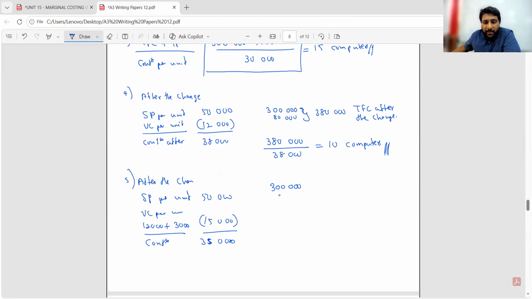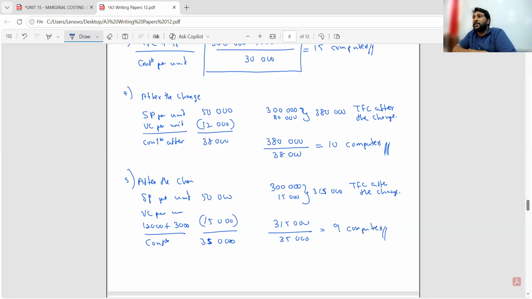Then how much is the total fixed cost after the change? Total fixed cost after the change. 315,000. Now find the new break-even, people. 315 divided by 35,000. How many computers? 9 computers. It seems to be a better decision.